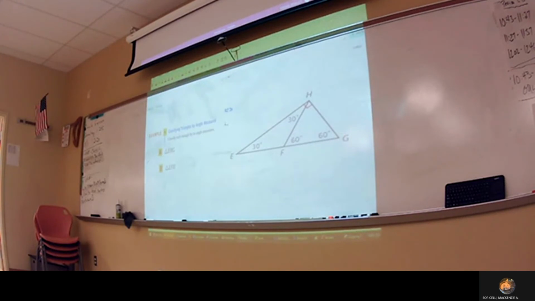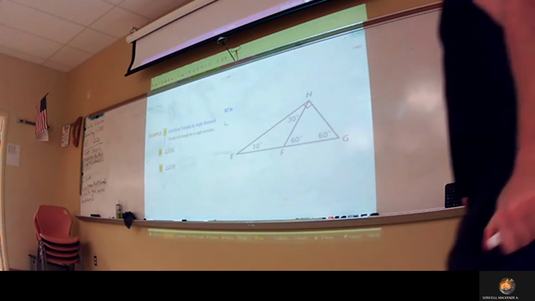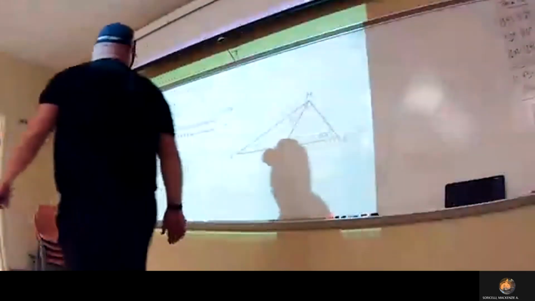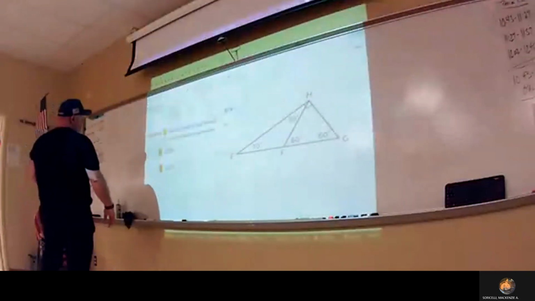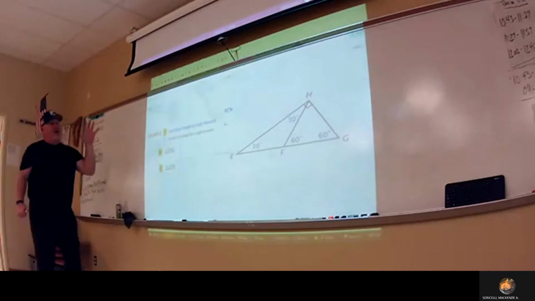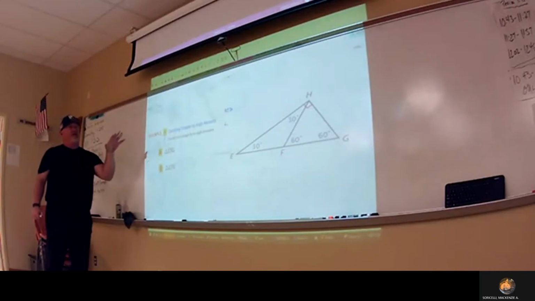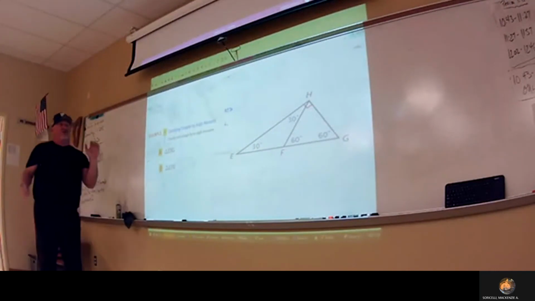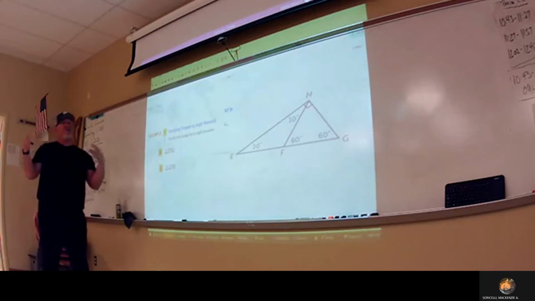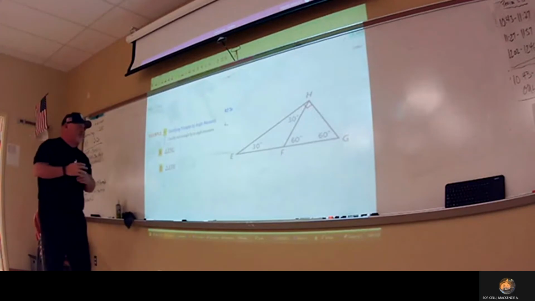So let's start with the problem and the diagram, all right? We need to be able to break it down. They're going to give you different diagrams, and some of them look crazy, all right?